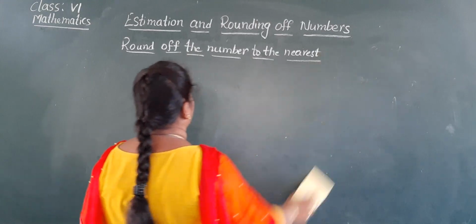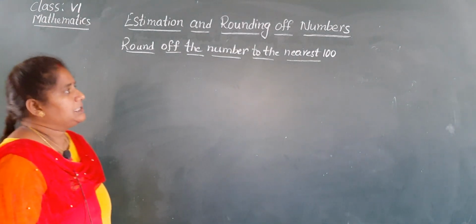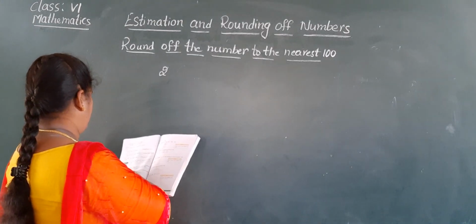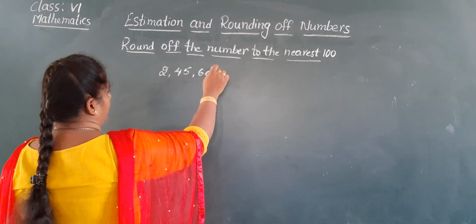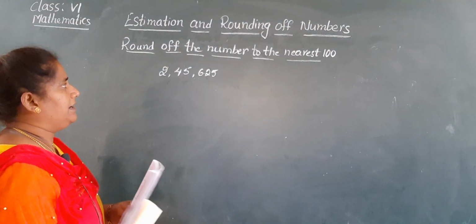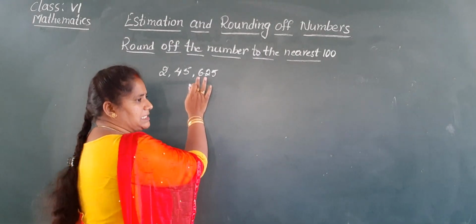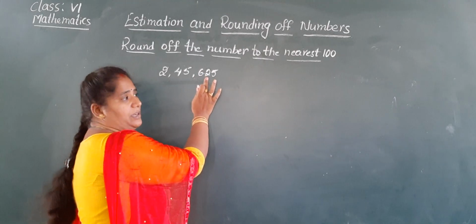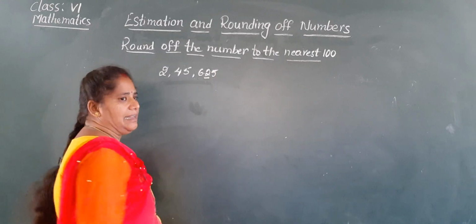To round off the number to the nearest 100. Let us take one example. 2,45,625. So to round off this number to the nearest 100, this is the hundreds place, so you look at the digit to the right side, that means the tens place. If they are asking for the nearest 100, you look at the digit in the tens place. Underline that digit.